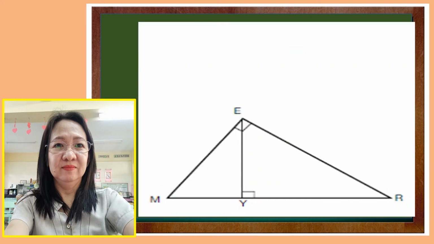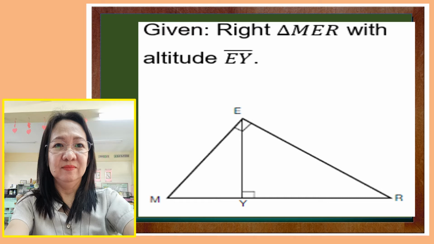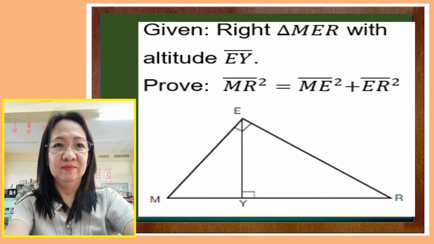Now let us have more illustrations. So let us prove this theorem. So given the right triangle MER with altitude EY. So by looking now at our figure, our angle E is the right angle. So we have to prove here that the square of MR is equal to the square of ME plus the square of ER.